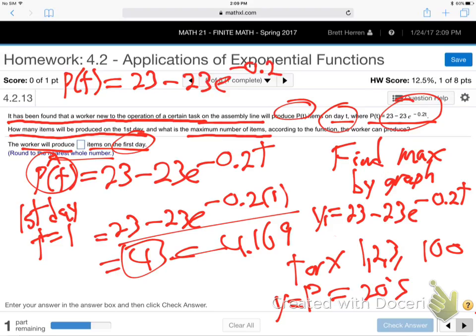I'm just looking at that thing, and I'm thinking, if I plugged in a 0 there, if I let t be 0, what would that be? Well, that'd be e to the 0, right? What's e to the 0? What's anything to the 0 power? 1. So it's 23 minus 23. It's 0. Oh, that doesn't help, huh? That just came out 0.